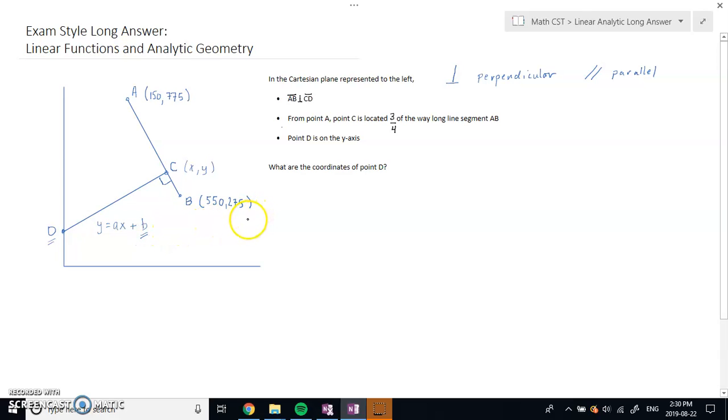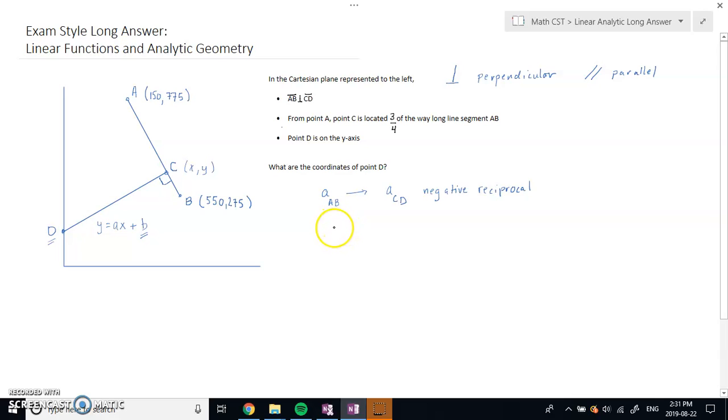So in order to do that, we need the slope of line CD. Well, we're getting a little bit of a hint here when we see that AB is perpendicular to CD because, as we explored in a previous video, perpendicular slopes have a special relationship, in that they're negative reciprocals. And so if we find out the slope of A to B, we can change it into the slope for C to D by doing a negative reciprocal. So I'm going to start with that.